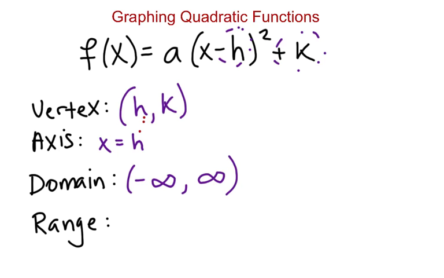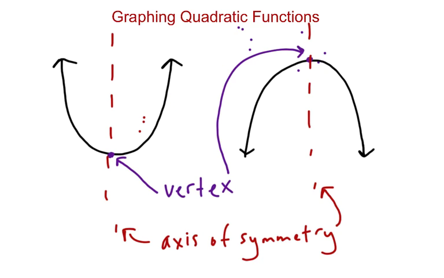The range is dependent upon whether your graph is facing up or down. So I'm going to pop back to my other page for a second here. If you were to look at a facing up parabola, like this first case here, the range would be from that low point of the vertex all the way to infinity. If we look over here at a downward facing parabola, the range would be from negative infinity all the way up to the vertex point.